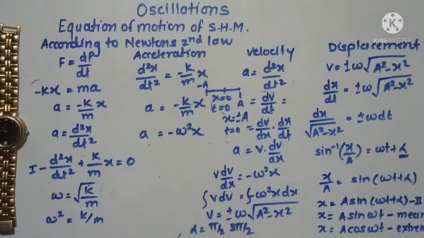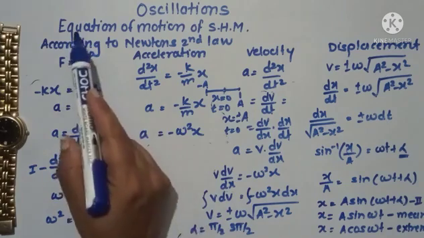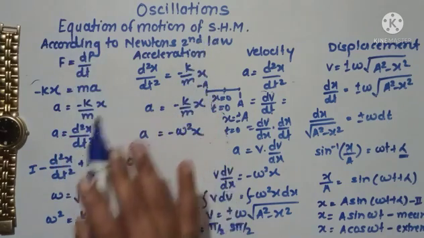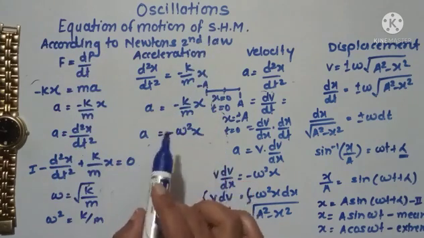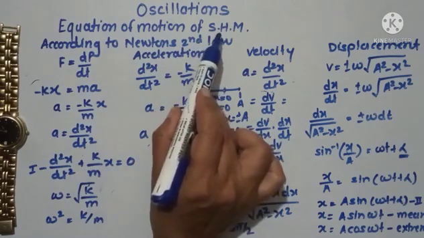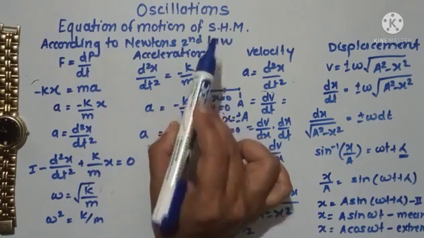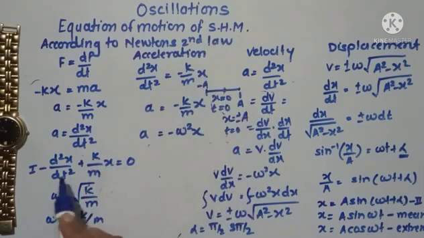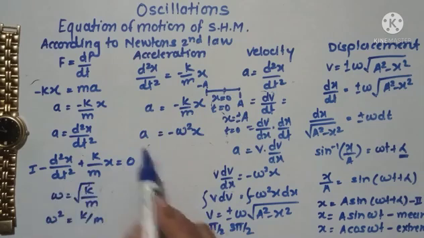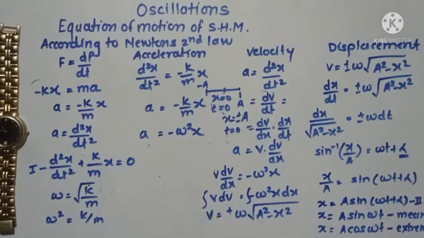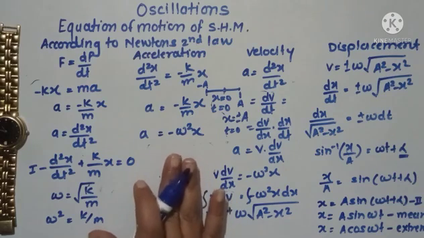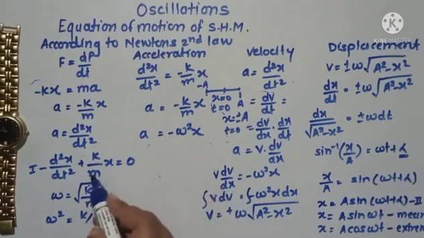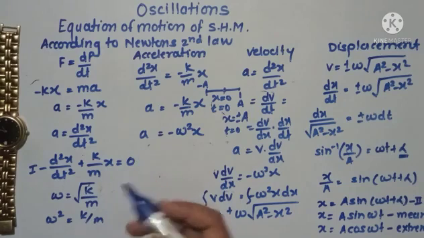So the moral of the story of this lecture is, once you know the equation of the motion of any system, in this lecture we studied the equation of the motion of the simple harmonic motion, then you can calculate acceleration, velocity and displacement also. So the moral of the story of this lecture is, once you know the equation of the motion, then you can calculate all the physical quantities related to any system.